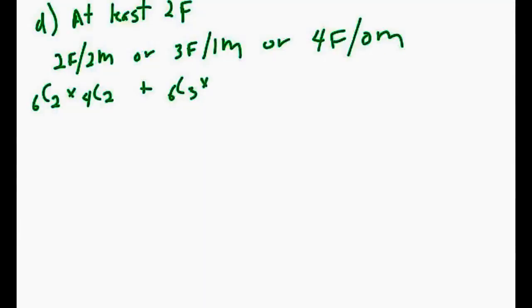Then we have 3 out of the 6 females and 1 out of the 4 males, or 4 out of the 6 females and 0 out of the 4 males. You don't need to worry about the 0 part, because 4C0 is equal to 1. C0 of anything would be equal to 1. So this you could sort of just ignore that part.